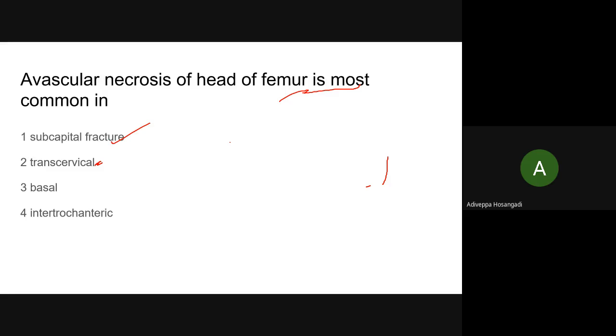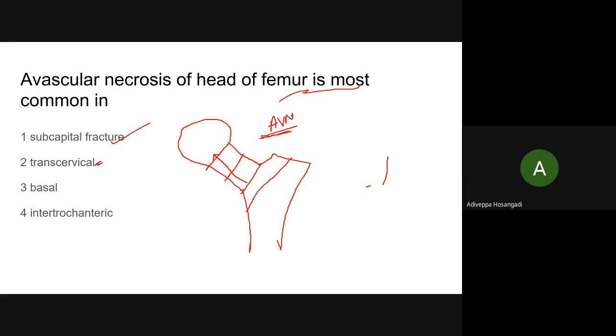I'll tell you again. Please never ever forget this diagram. See, I told you this is a basal fracture. This is a transcervical fracture. This is a subcapital fracture. And this is your intertrochanteric fracture. Are you following me? So as the fracture goes closer to the head, the chances of AVN are very, very high. Basal is less common, transcervical is next, subcapital is highest.